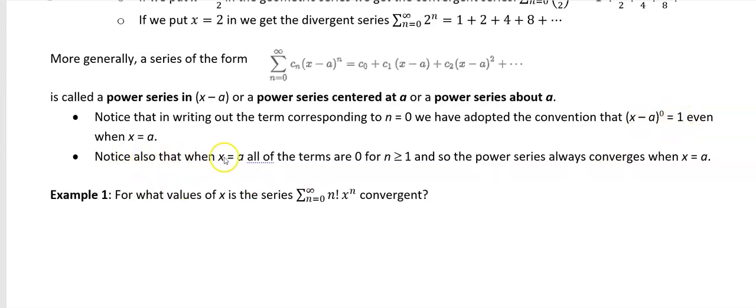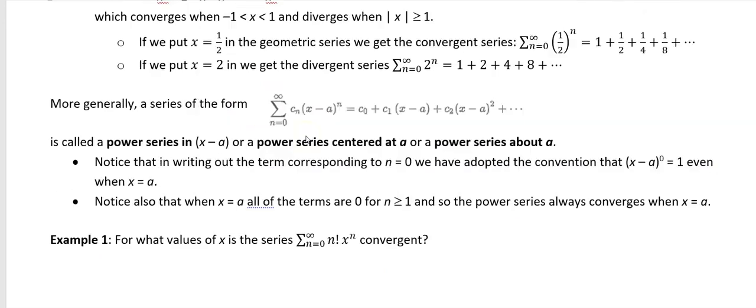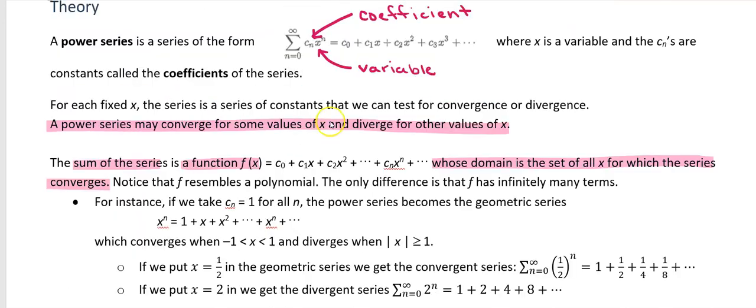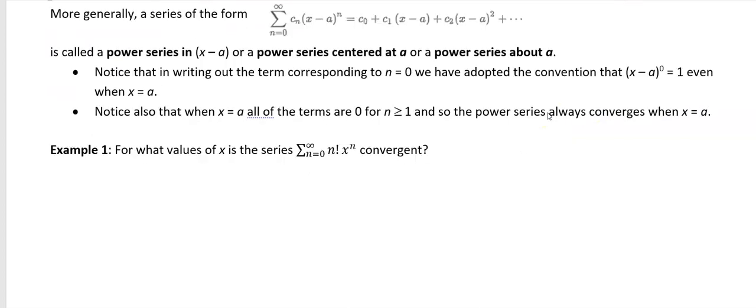Notice also that when x equals a, all of the terms are 0 for n greater than or equal to 1, and so the power series always converges when x equals a. So now that we know what a power series is, again, basically it's our coefficient times a variable to some power, and you're going to see this series have a sum that either converges or diverges. We can try and see an example of this.